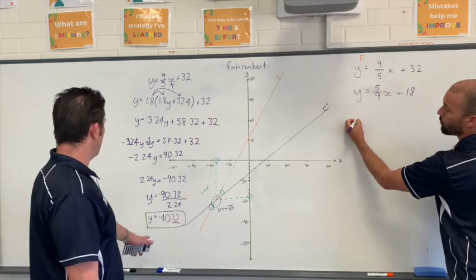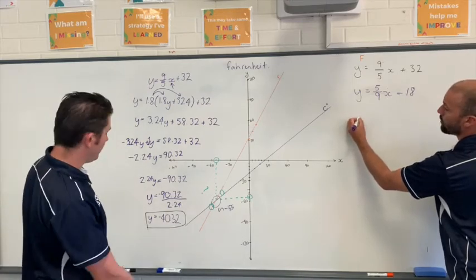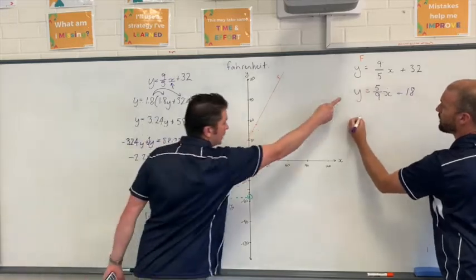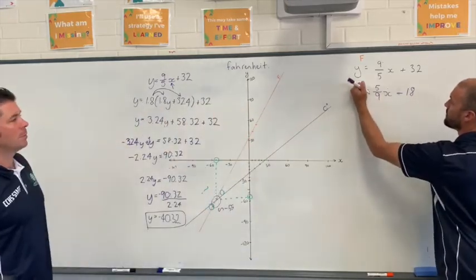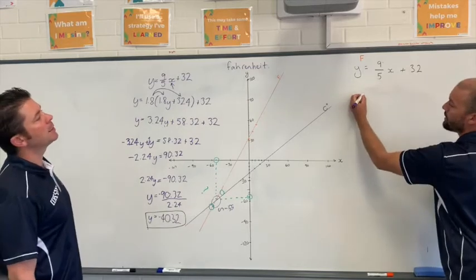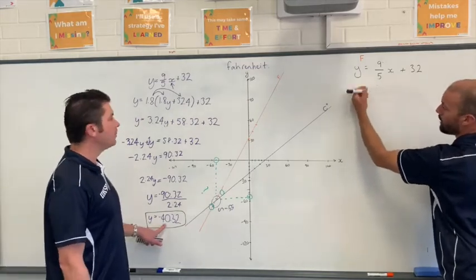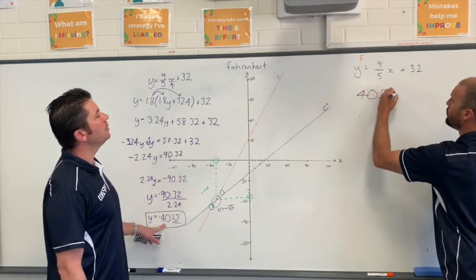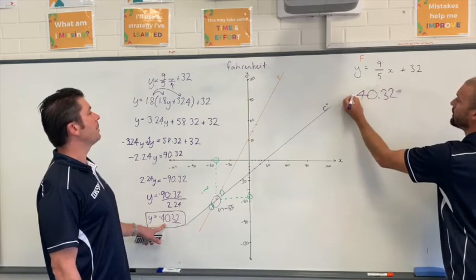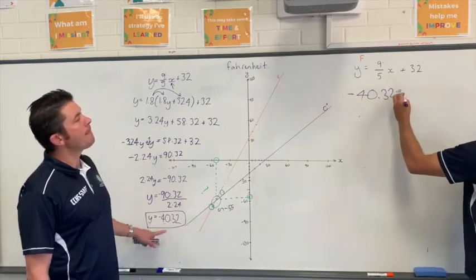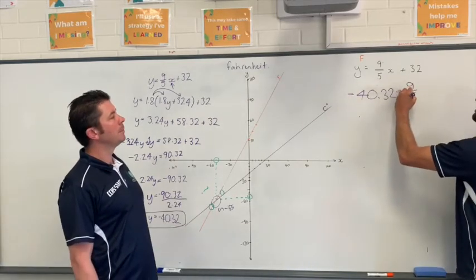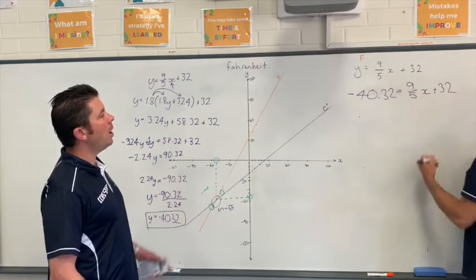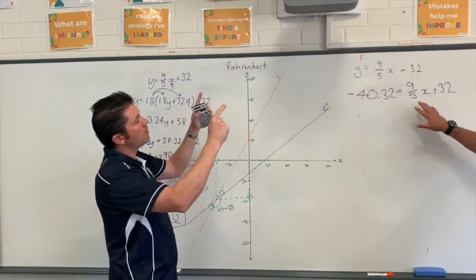So Y, which is minus 40.32. We're going to pick this 40.32 up, and 40.32 becomes the Y. So I can get rid of this one, because we're going to use that top one. Instead of Y, we now know it's 40.32, with a minus in front of it, which is very important, negative. Equals 9/5 of X plus 32. Now we've got one variable.